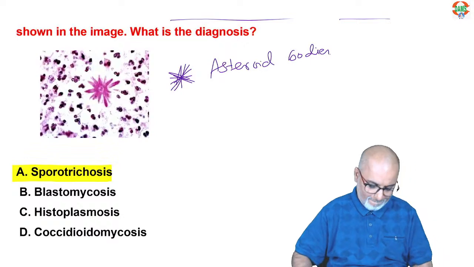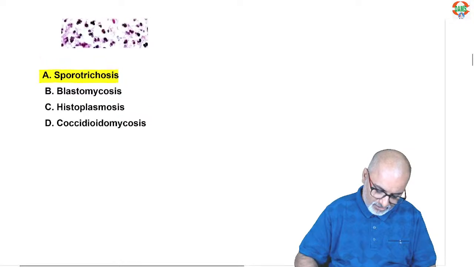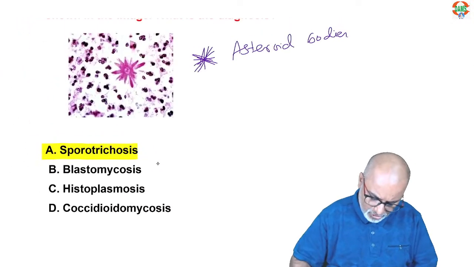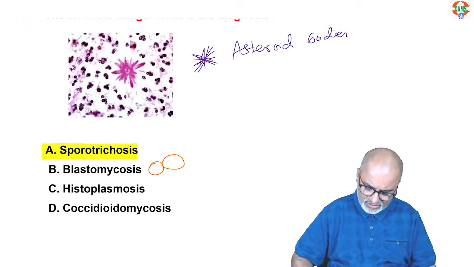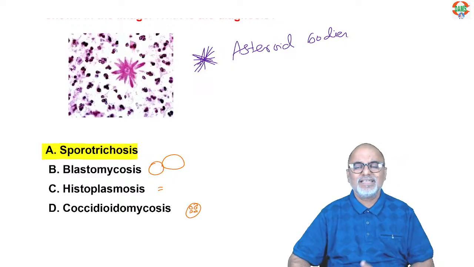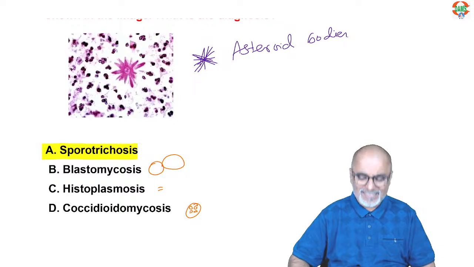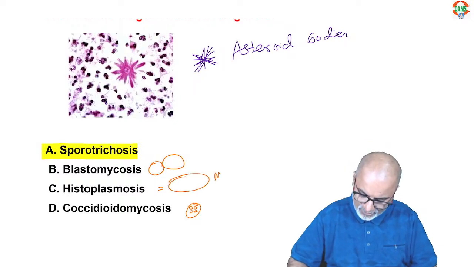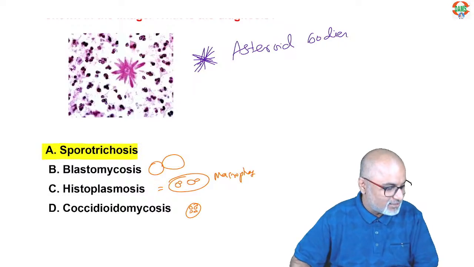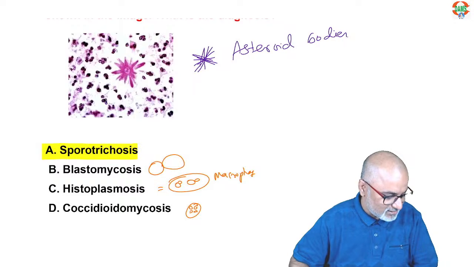Next is blastomycosis. You can get a broad-based budding cell. Coccidioides, spherule with endospores. Histoplasma, inside the macrophage you can get yeast cells. Yeast cells inside the macrophage.